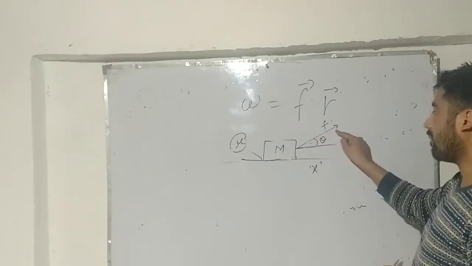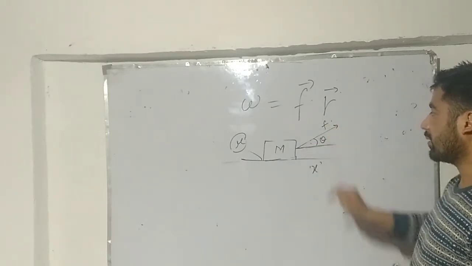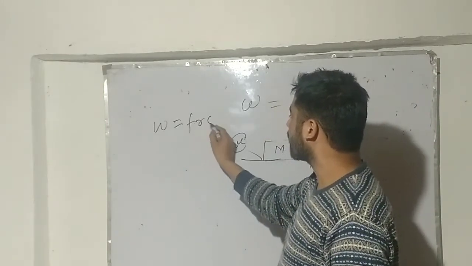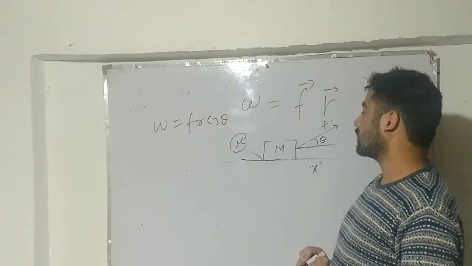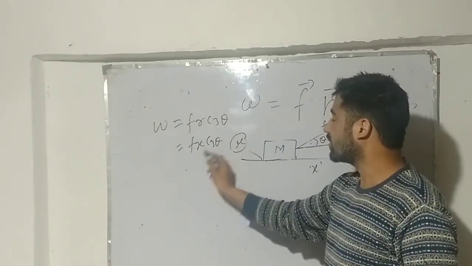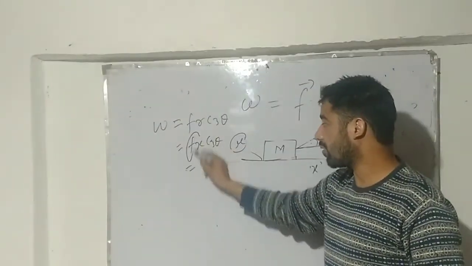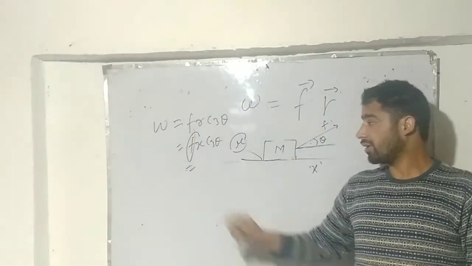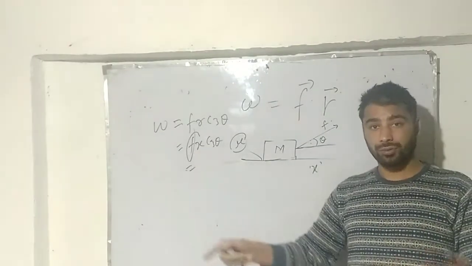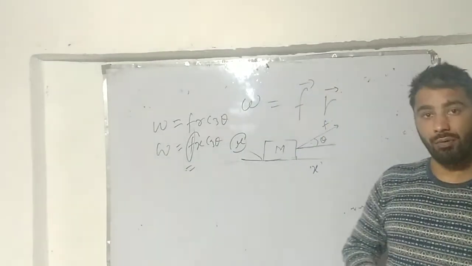What will be the contribution of work done from the force applied to this block? I can write my expression here: F x cos of theta. x is given, cos of theta is given. I need to calculate only this force F. If I am successful in calculating this force, my whole job is done, by means of which I can get my value of work done.